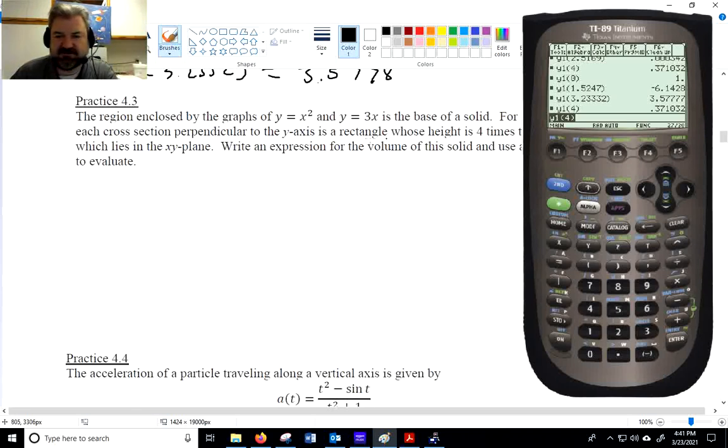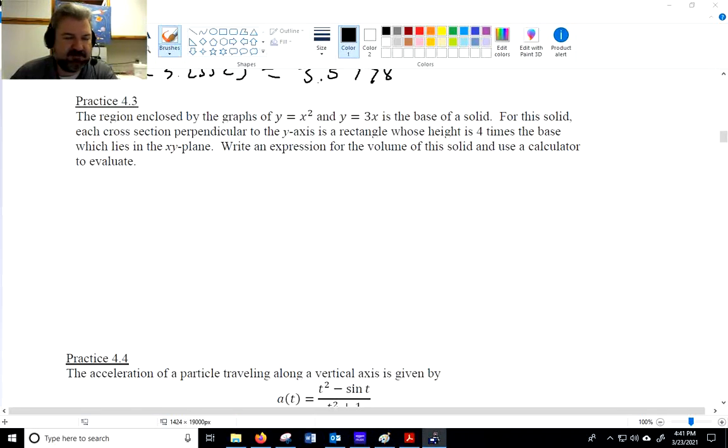All right, let's move on to the next one. The region enclosed by the graphs of y equals x squared and y equals 3x is the base of a solid. For this solid, each cross-section perpendicular to the y-axis is a rectangle whose height is 4 times the base, which lies in the xy plane. Write an expression for the volume of the solid and use your calculator to evaluate. All right, sounds good. Pause the video and give it a try.